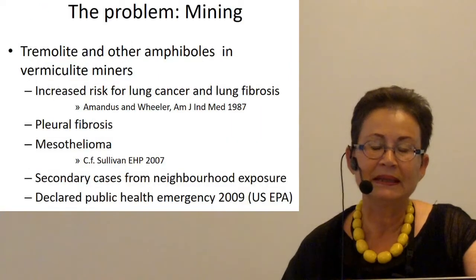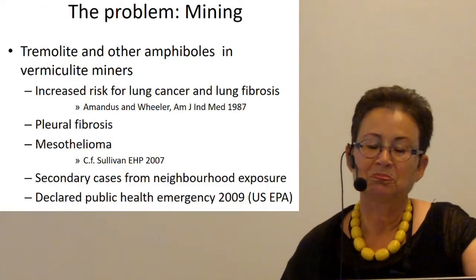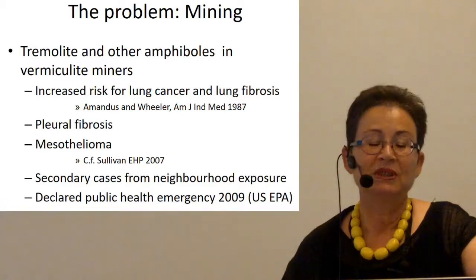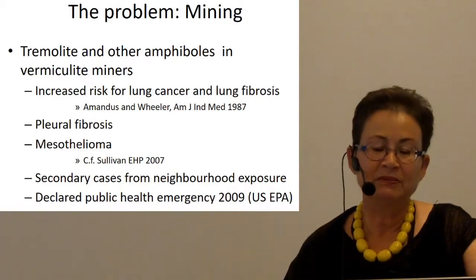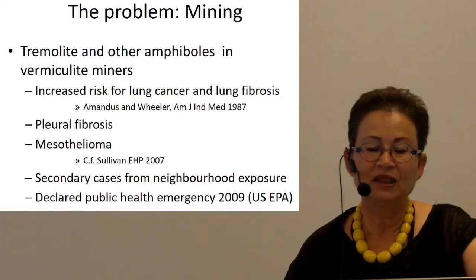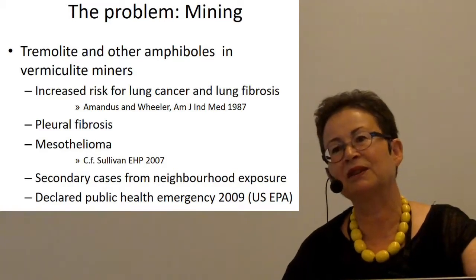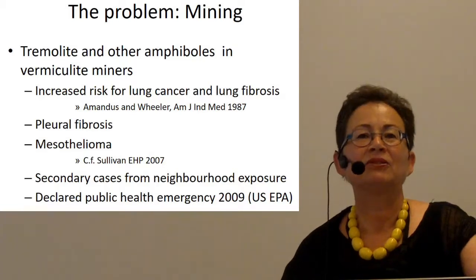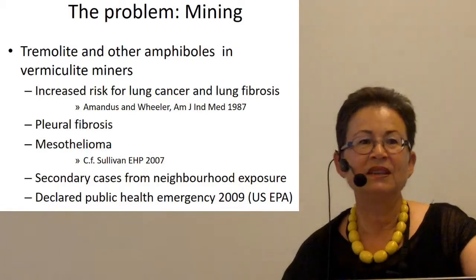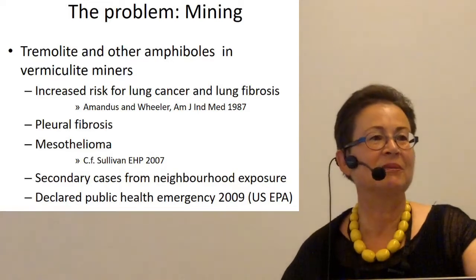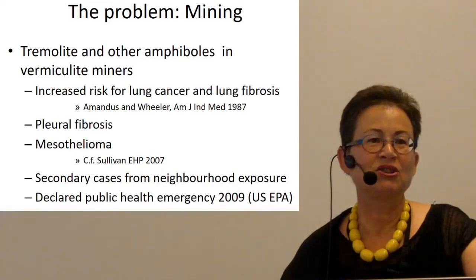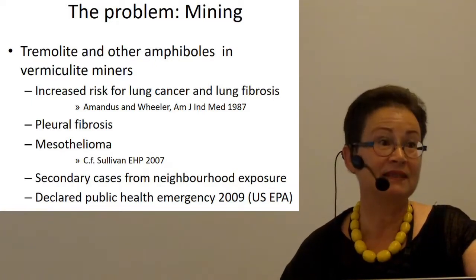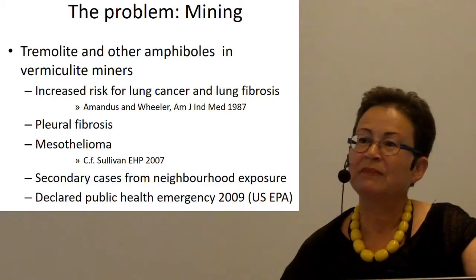There was an epi-study published in the late 80s which described that among the vermiculite miners there was an increased risk for lung cancer and lung fibrosis. Vermiculite is a mineral which you mine and produce as a concentrate, and then it's expanded by heating it up, and then you can use it for insulation, as loose insulation, for instance, in attics. But also for many other purposes.